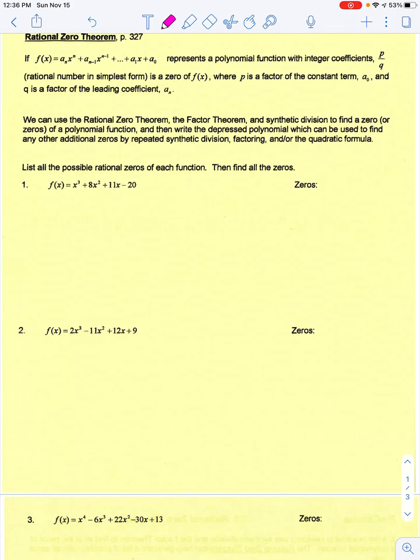And so P will always be a factor of the constant term. So in number 2, that would be factors of 9. And Q would be factors of the leading coefficient, which would be 2 in this case. So what I'm going to do is list out the factors of P, which the factors of 9 would include 1, 3, and 9. Then the factors of Q would be plus or minus 1 and plus or minus 2.